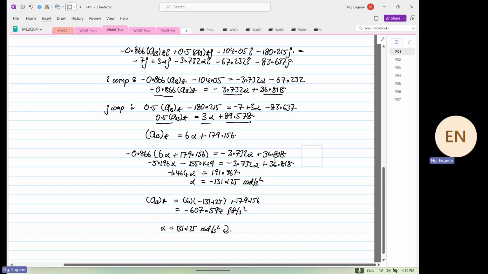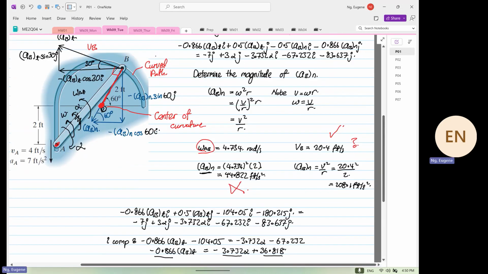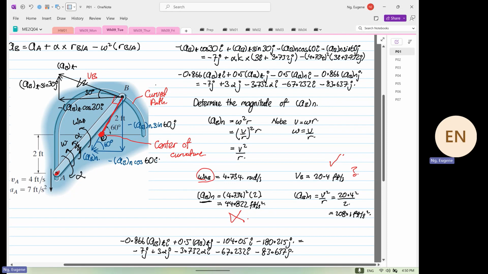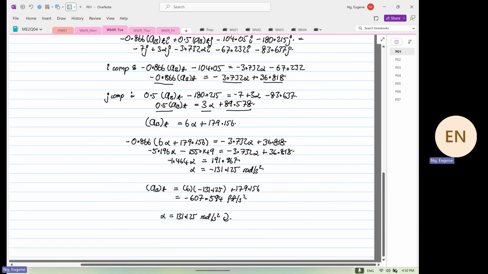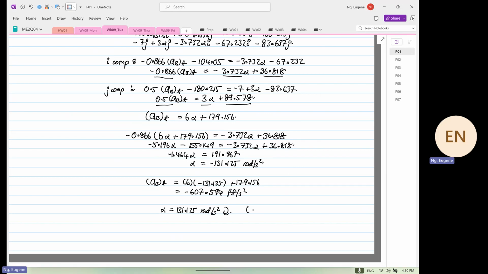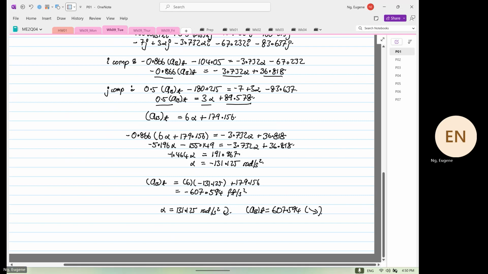All right. And then your ABT, you assumed it to go upwards, which is wrong. It should be going the way? This way. So this is your ABT, which makes sense because it will follow what? It will follow the orientation of alpha. So when that's the case, you write down that ABT is equal to 607.594 going downwards. We clear? Okay.